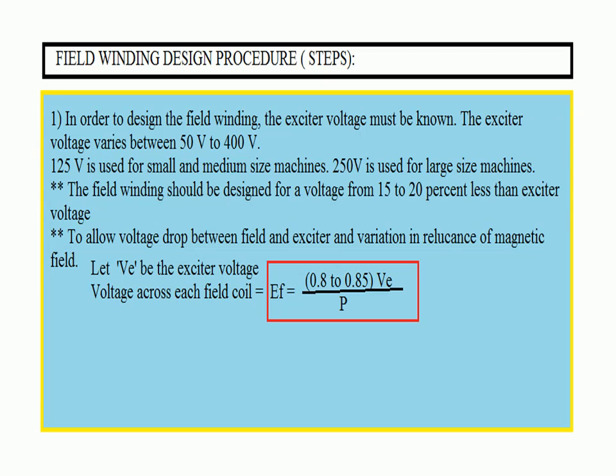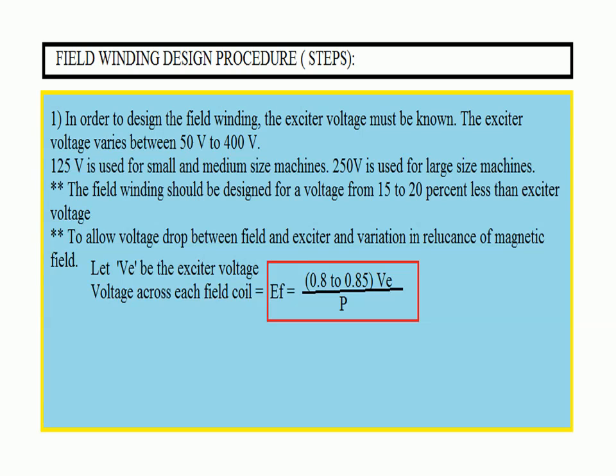Step number 1: in order to design the field winding, the exciter voltage must be known. The exciter voltage must vary between 50 volts to 400 volts. A range of 125 volts is used for small and medium machines. A range of 250 volts is used for larger size machines. The field winding should be designed for a voltage 15 to 20% less than the exciter voltage.